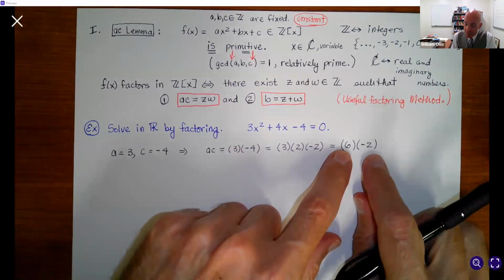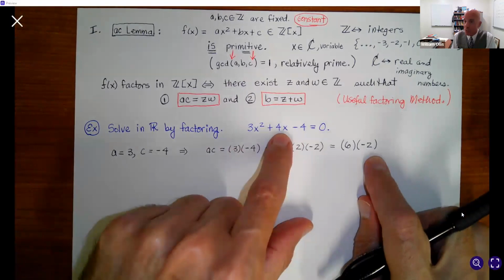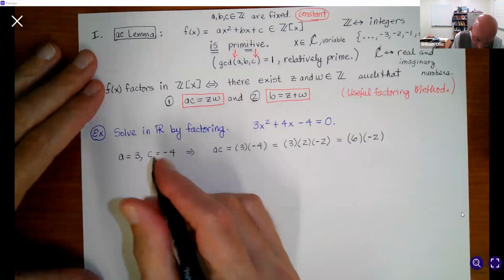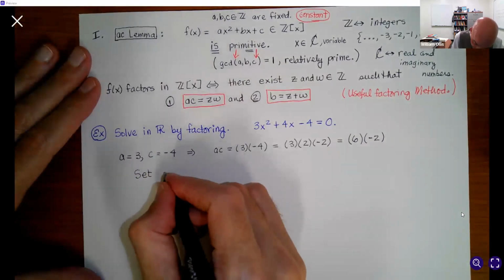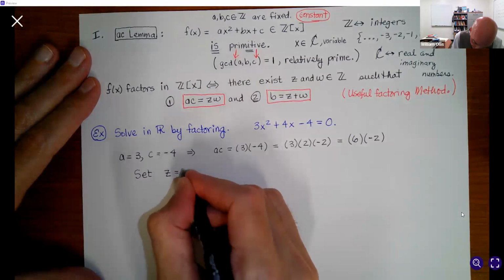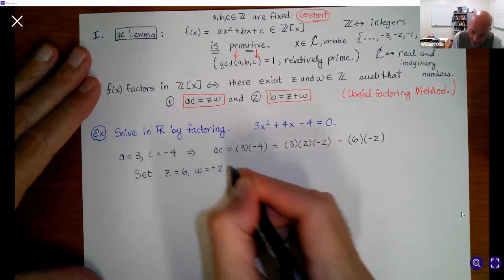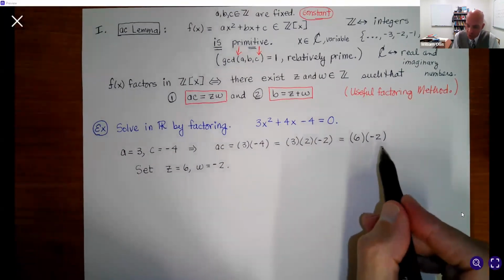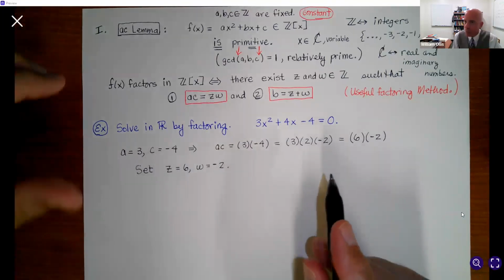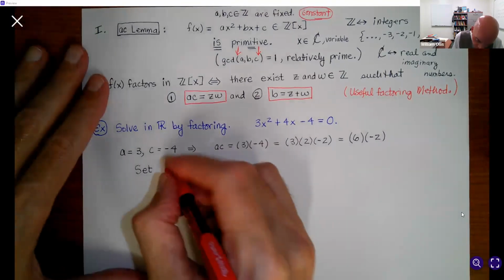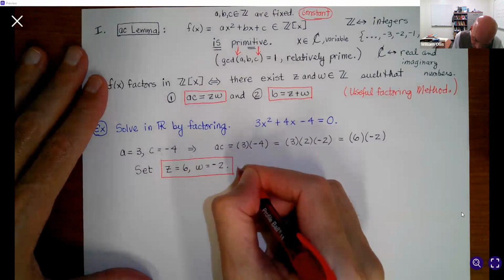If we think of the 6 as a Z and the -2 as a W, we see that the sum is actually 4, and that's good. So again, we can set Z equal to 6 and W equal to -2. And then again, it does not matter if you do the opposite, set Z equal to -2 or W equal to 6. That will not matter. So don't worry about that. So we just put a box around this and say that we have the desired Z and W.